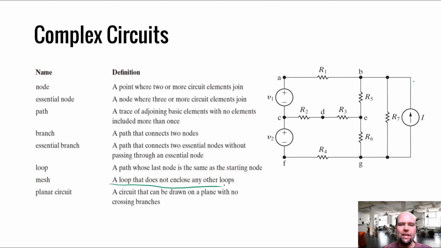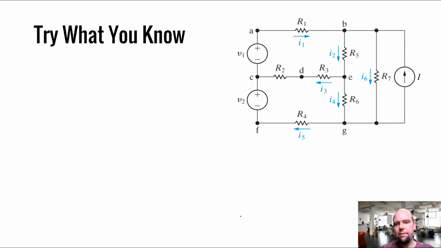And a mesh is a loop that does not include any other loops. So this would be a mesh. This would be a mesh. A mesh is basically like a minimum size loop. A loop that doesn't have any subloops is another way that people put it sometimes. Sometimes people actually call these essential meshes. Some people use mesh and loop interchangeably, and maybe I do sometimes too. But sometimes people say essential mesh to refer to what's being defined as a mesh here, a loop that doesn't contain any subloops. And a planar circuit, we already talked about that, so let's not talk about that more.